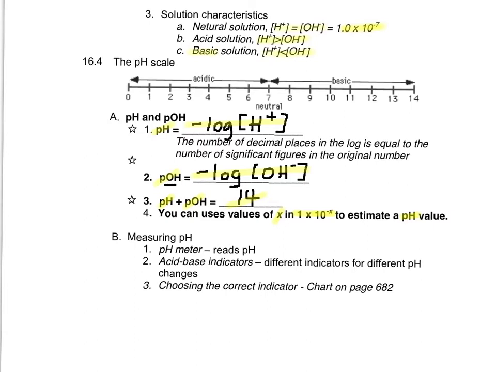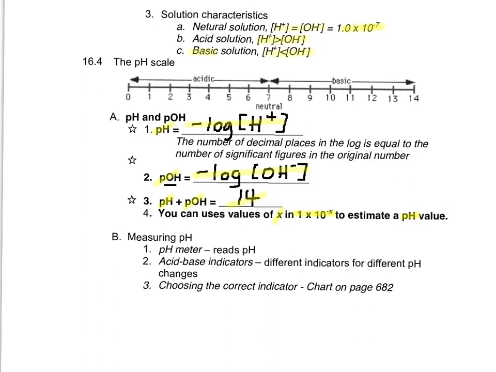Now, if you have something that's like 1.2 times 10 to the negative 5th, that is around 5. 1.8 times 10 to the negative 3rd, that's around 3. But the further you get away from that 1 right here, then the greater and greater your estimate is getting.